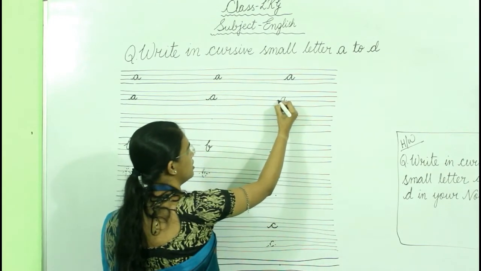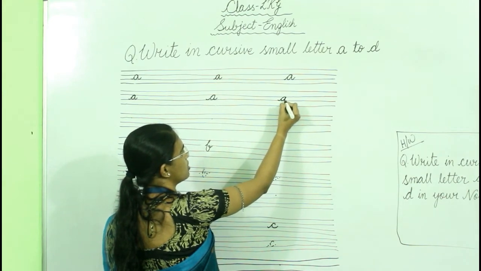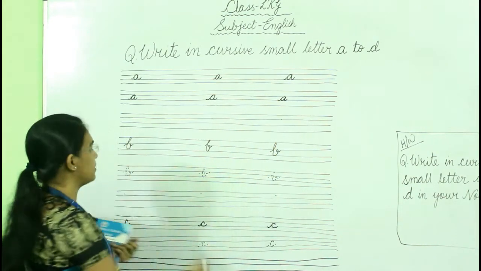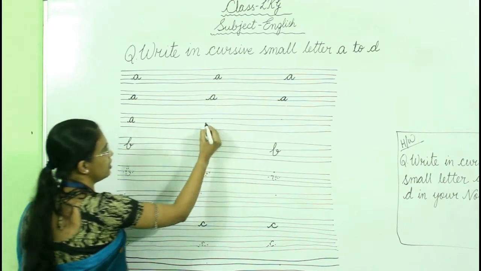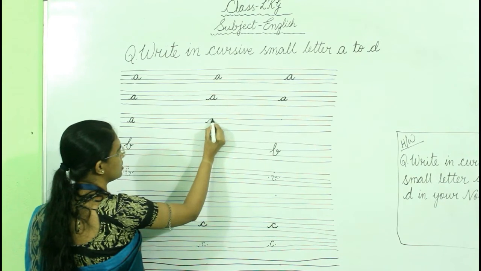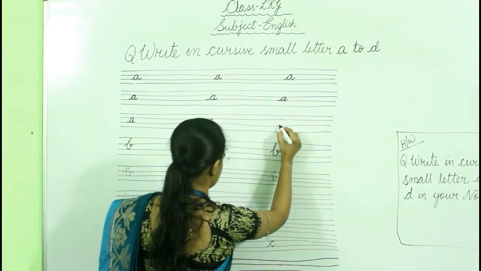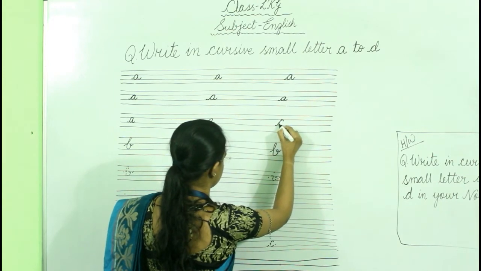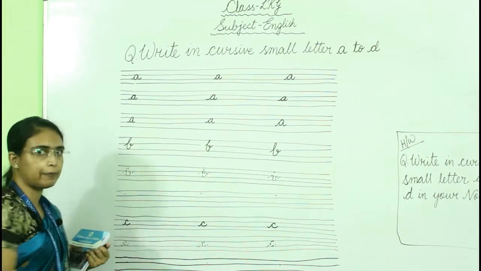Again I will write from here, you have to do like this, then this, then this. This is cursive capital letter A, okay? In this way you have to write cursive capital letter A. Which letter is this? Cursive capital letter A.